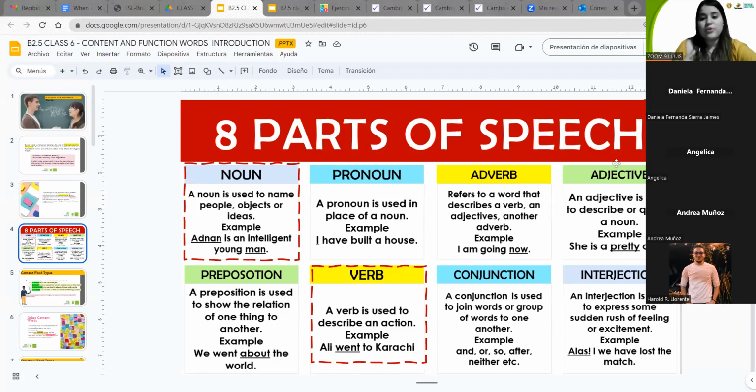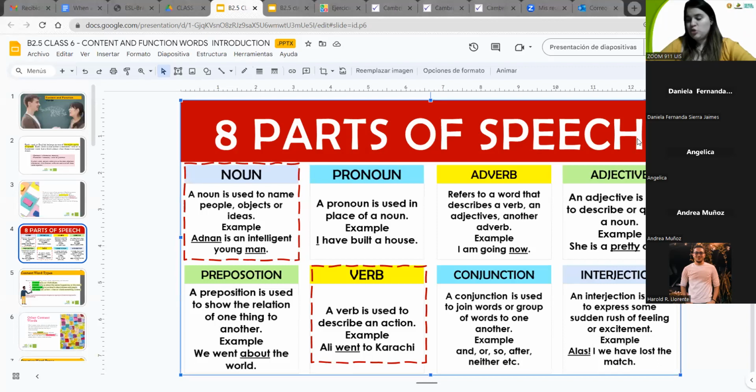A pronoun is used in place of a noun. For example, I have built a house. You, we, they. We have different kinds of pronouns. We have reflexive pronouns. We have object pronouns. We have several types of pronouns, but we are not going to talk about them right now, okay? Because we don't have the time. I'm just sharing with you the information about parts of speech.